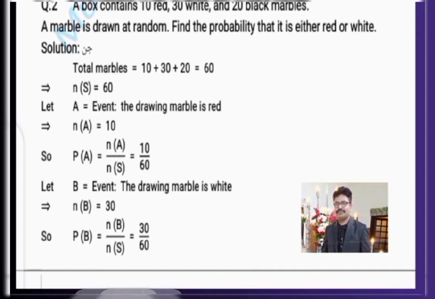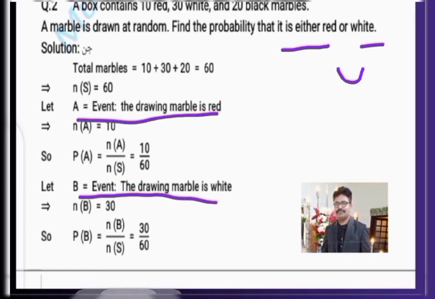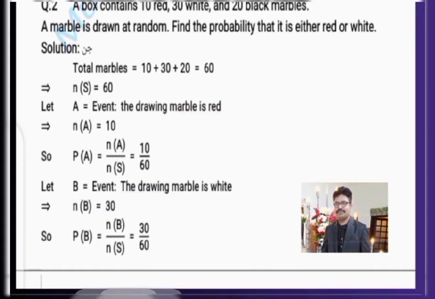We have found the probability of red and the probability of white. OR means union. Now we have to check, is there any common value between the given events, as the first event is drawing a red marble and the second event is drawing a white marble. There is no common marble in red and white, because red is a totally different marble and white is a totally different marble, so we cannot find any common values.